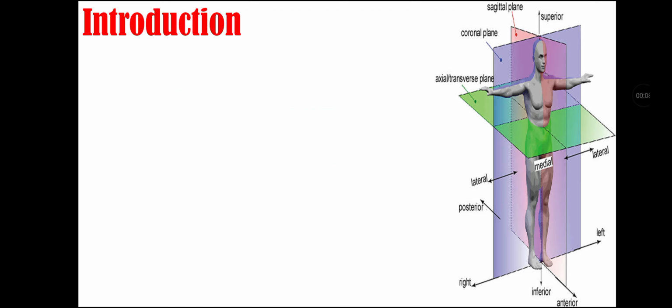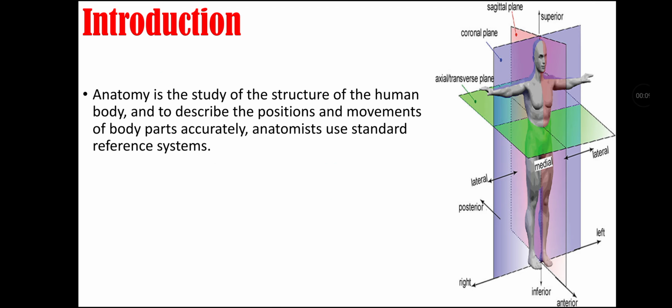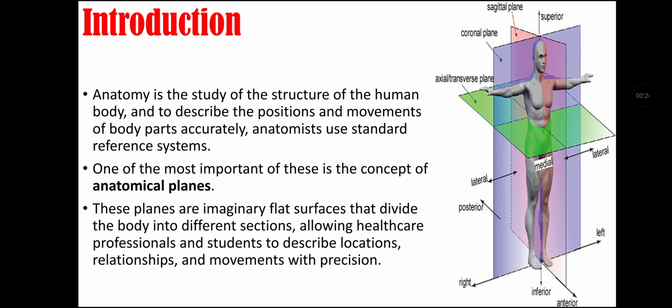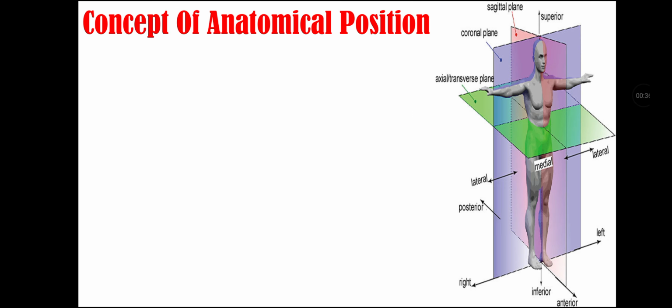So let's start our topic with introduction. Anatomy is the study of the structure of the human body, and to describe the position and movements of body parts accurately, anatomists use a standard reference system. One of the most important of these is the concept of anatomical planes. These planes are imaginary flat surfaces that divide the body into different sections, allowing healthcare professionals and students to describe locations, relationships, and movements with precision.